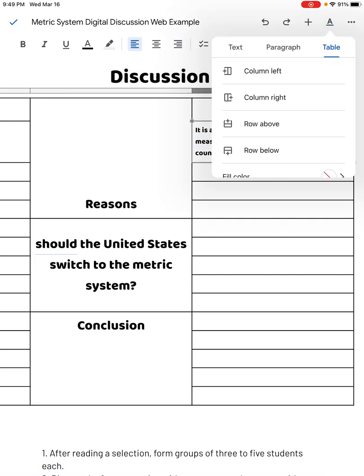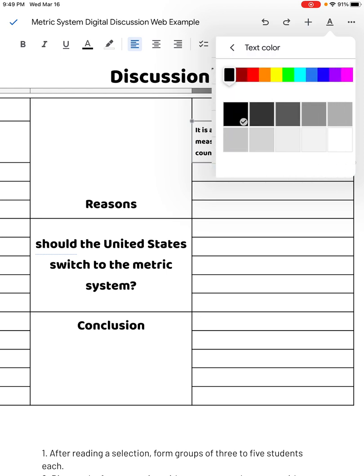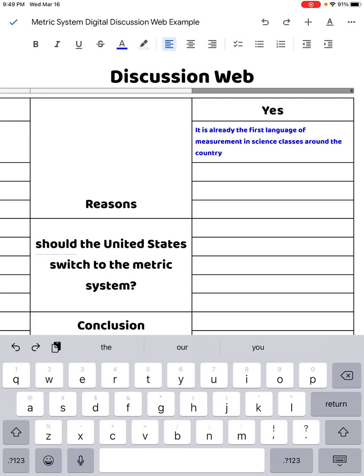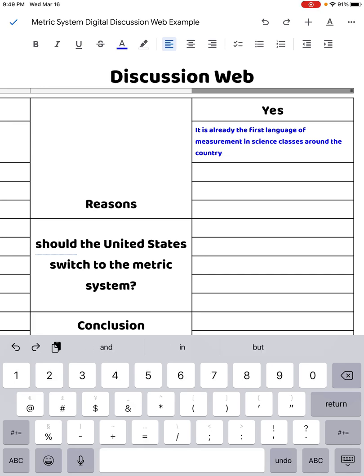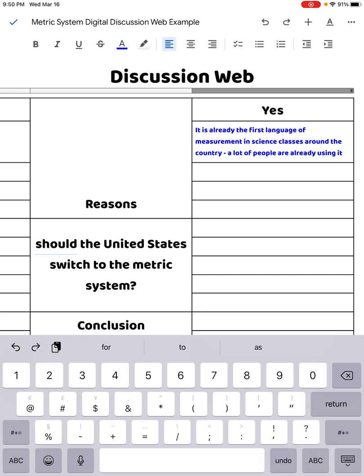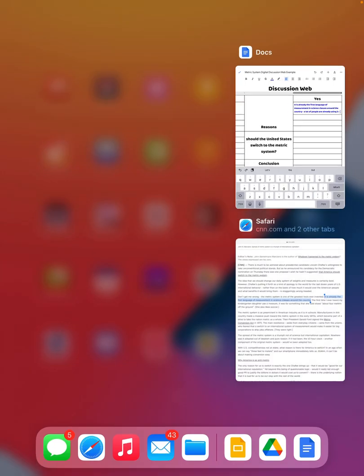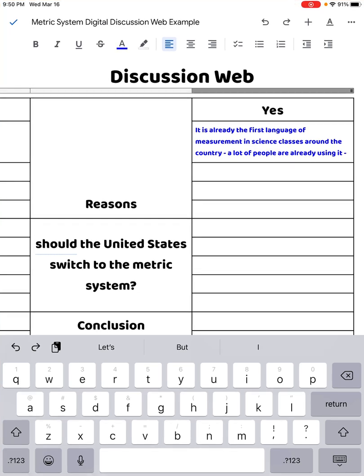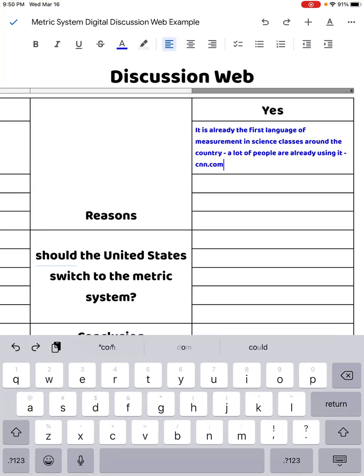What color should I do? How about blue? Okay, so it's already the first language of measurement in science classes around the country, and I'm just going to add my own little blip here and say a lot of people are already using it. Okay, and I'm also going to just add a little blip here where I got this from. So I know everything in blue is coming from here, but this is from CNN.com. So I'm just going to give myself a little reminder, CNN.com article. There we go.